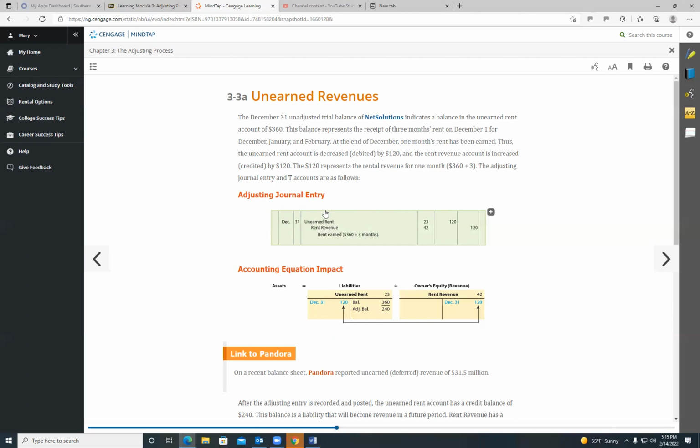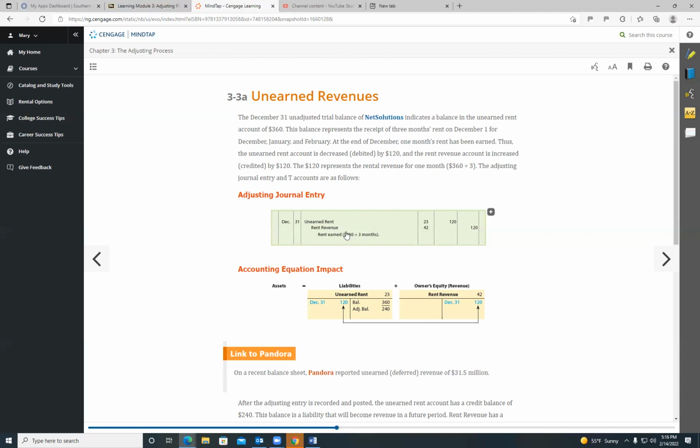Now again, when we set it up, we did a debit to cash and a credit to unearned rent revenue. Now we're adjusting it, so we're going to take it out of unearned rent revenue and record it to rent revenue. Let's look at the T accounts to give us a better idea of what's happening here. When we first entered the unearned rent, we entered it for the full 360 because we hadn't earned any of it. So you see here we have a balance of $360 in our unearned rent revenue account.